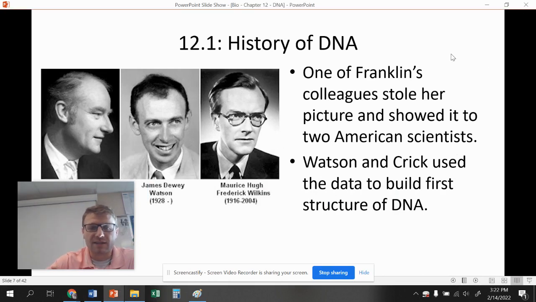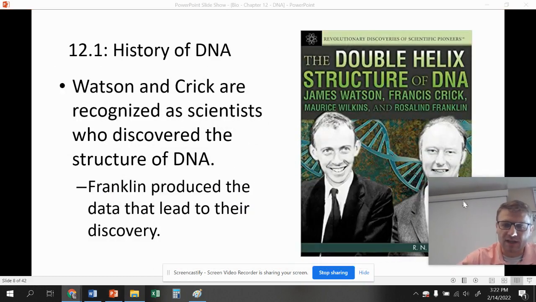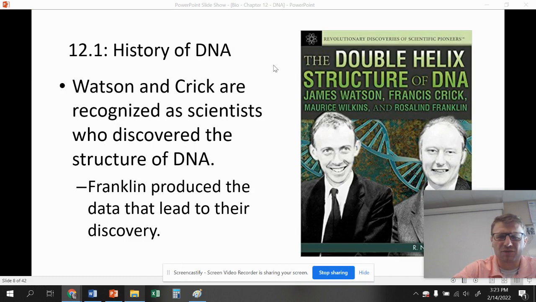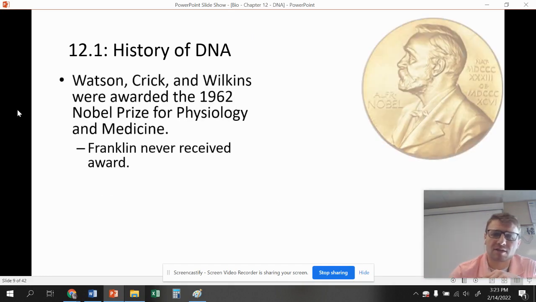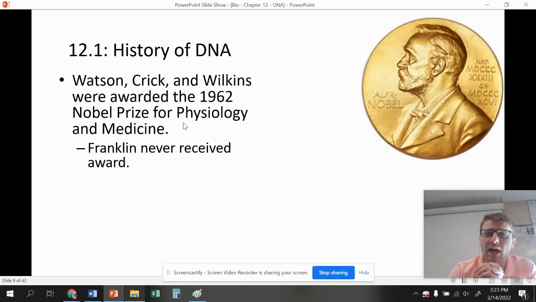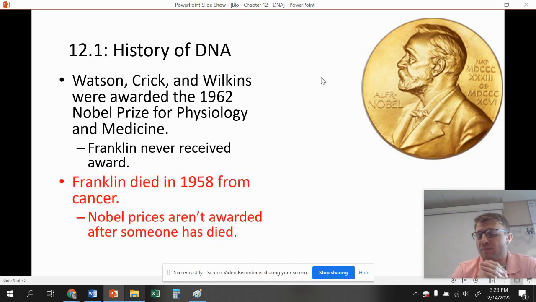So what that means is that these two are actually recognized as the fathers, we like to say, of DNA, or the people who are known as having discovered the structure of DNA, even though Franklin was the one that came up with the data. And you might say, well, why isn't she recognized with this? The sad news is these gentlemen were given the Nobel Prize for Physiology and Medicine back in 1962 for the discovery of DNA, but Franklin didn't get the award. And you might ask why. She had passed away in 1958 due to cancer, and they think it might be because of the X-ray crystallography machine and how radioactive it was.